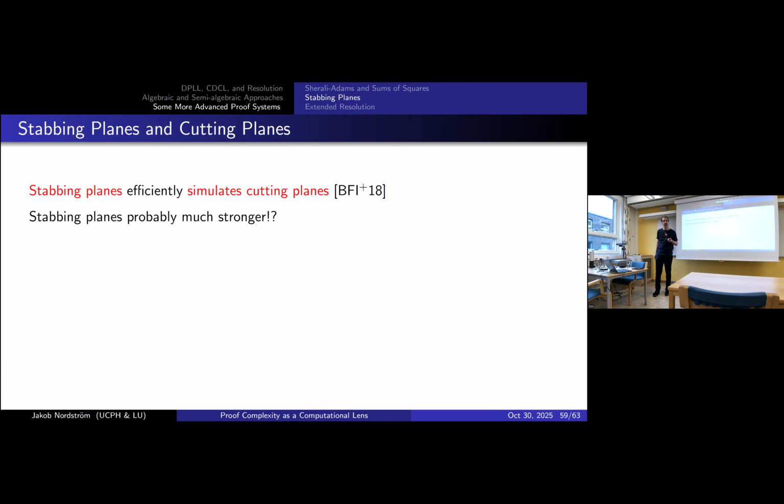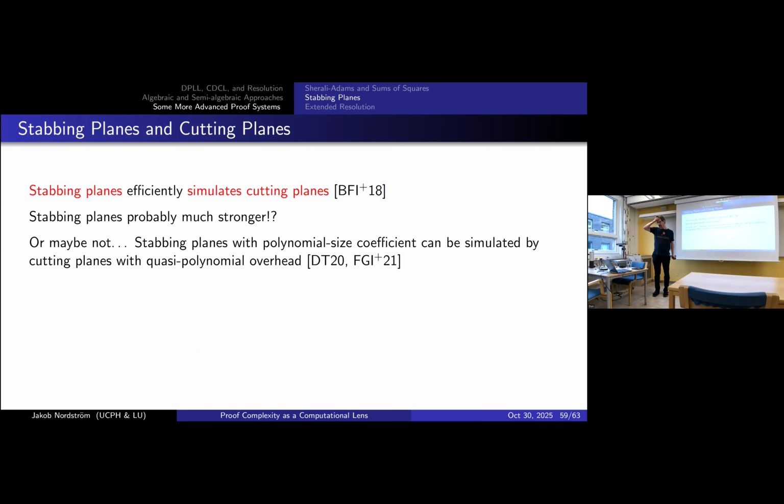Okay, and it might not be obvious, but it's not hard to show that stabbing planes is actually at least as strong as cutting planes. And I think when stabbing planes was introduced like 7 years back, the feeling was that clearly it must be much stronger. Except that then there have been some somewhat surprising results saying that actually, as long as your stabbing planes inequalities do not have too large coefficients, you can actually simulate them in cutting planes with at most a quasi-polynomial blow-up. Except that the cutting planes coefficients can become very large.